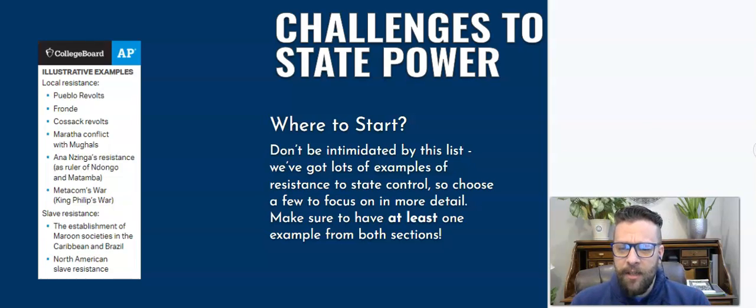The College Board has given us this list of illustrative examples, and I don't want you to be intimidated by this list. There's lots to sort through here, lots of good, rich examples of resistance to state control and state domination. So my advice is to pick a few to focus in on in more detail. That's going to give you the most bang for your buck in terms of your free response writing. Have a couple of really good, well-developed examples to be able to talk about. So my advice would be to make sure to have at least one example from both sections: one example of local resistance and one example of enslaved resistance as well.